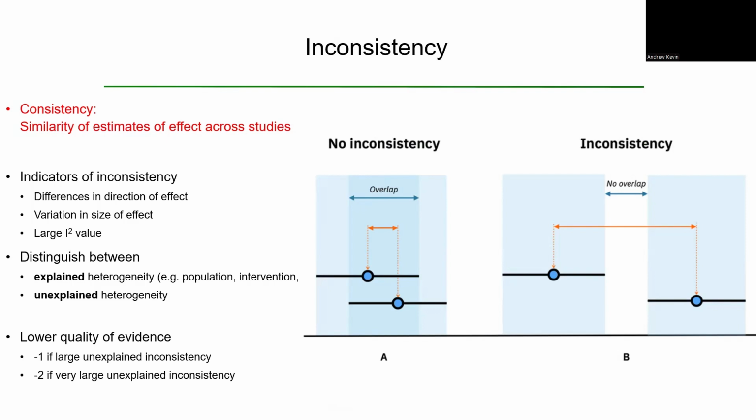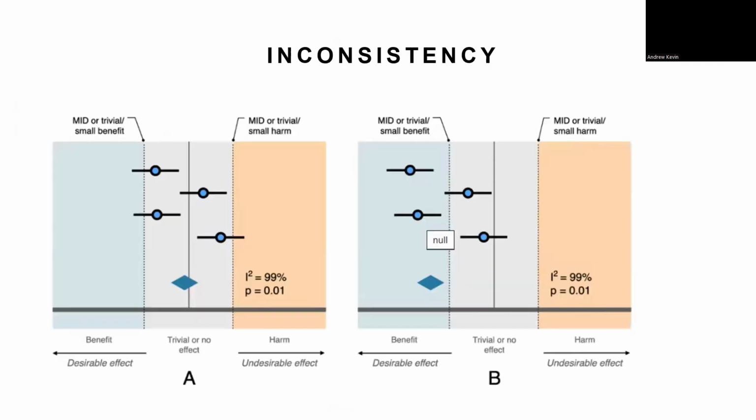Variation in the size of the effect, if one study shows only a small improvement, whereas the other study shows a very large one, that would also be an example of inconsistency. For this, we would look at the forest plot and we would look at whether there's overlap between the confidence intervals. If there is significant overlap, we can say confidently that there's no inconsistency. But if the confidence intervals do not overlap at all, then there would be significant inconsistency and we would grade that evidence as -1 or -2.